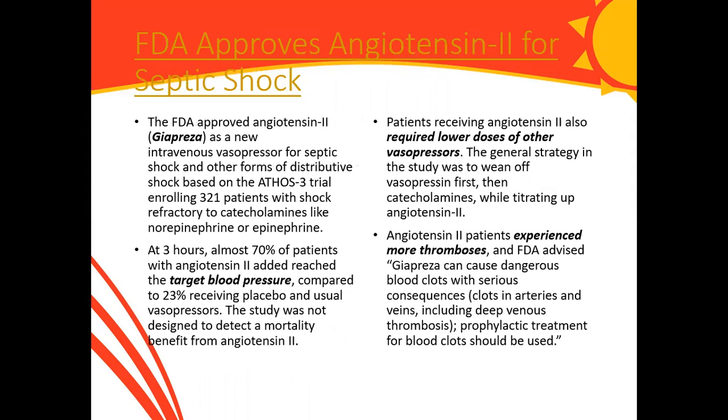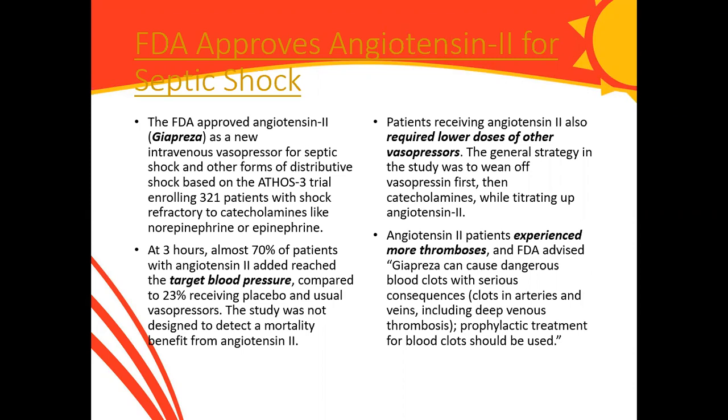All right, this is just to show you the FDA approval of angiotensin 2 for septic shock. They found that 3 hours after administration of angiotensin 2, almost 70% of patients reached target blood pressure compared to only 23% who received placebo or usual vasopressor like your noradrenaline. They clearly stated here that the study was not designed to detect mortality benefit. They just looked at achievement of target blood pressure. They also found that patients receiving angiotensin 2 required lower doses of other vasopressors.